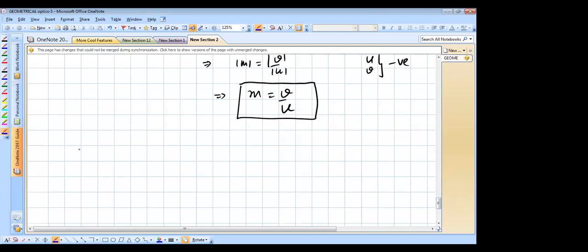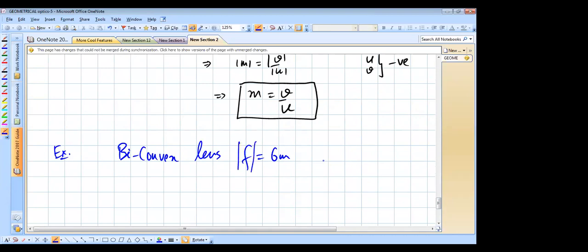So let me verify this for you. So it says that you have the biconvex lens. Yeah, so this problem says you have the biconvex lens of focal length 6 meters.